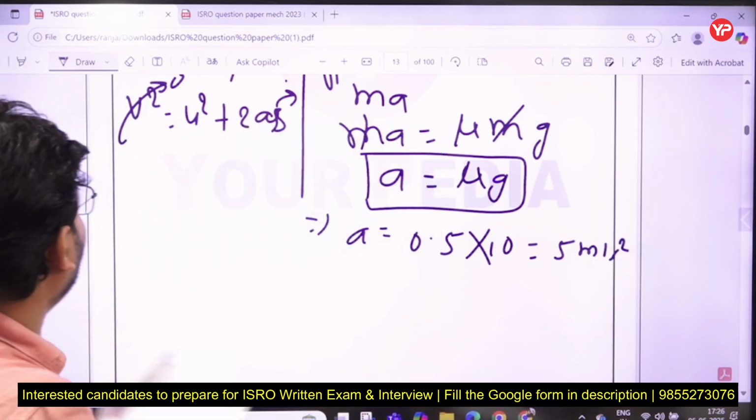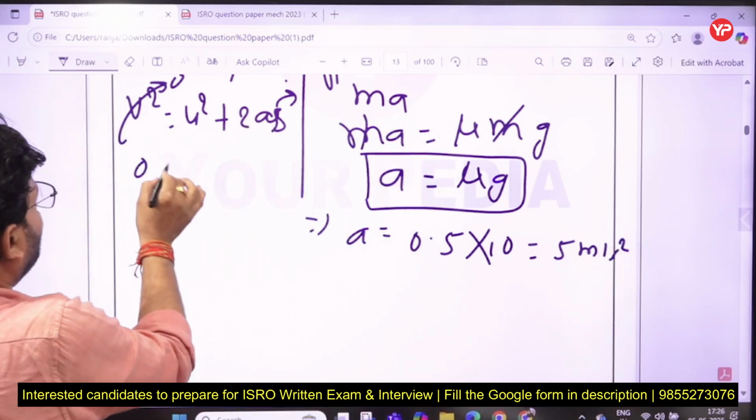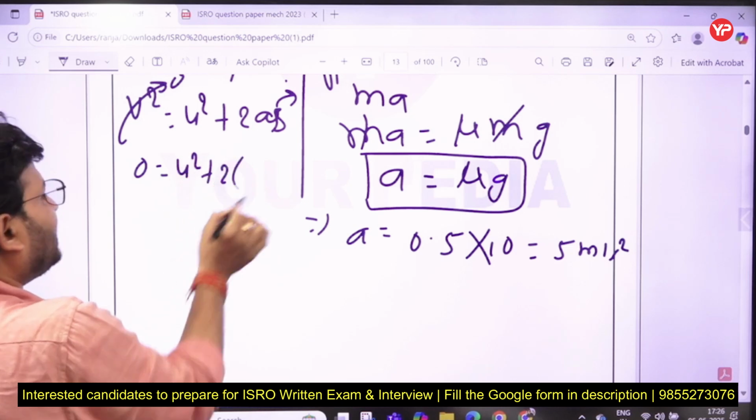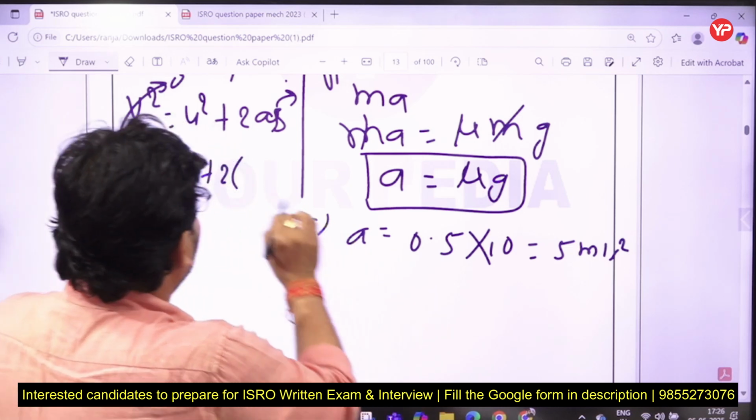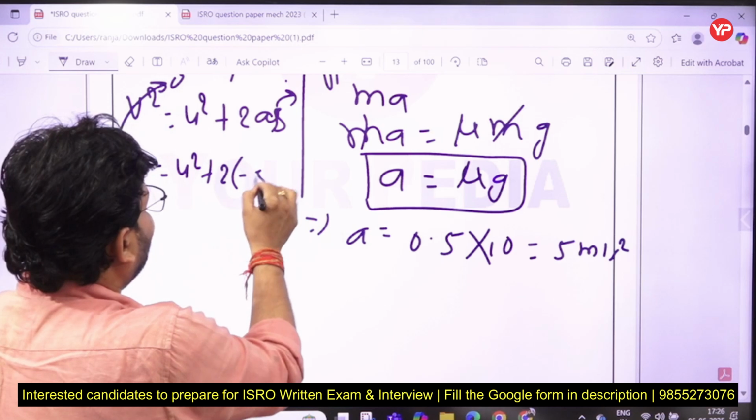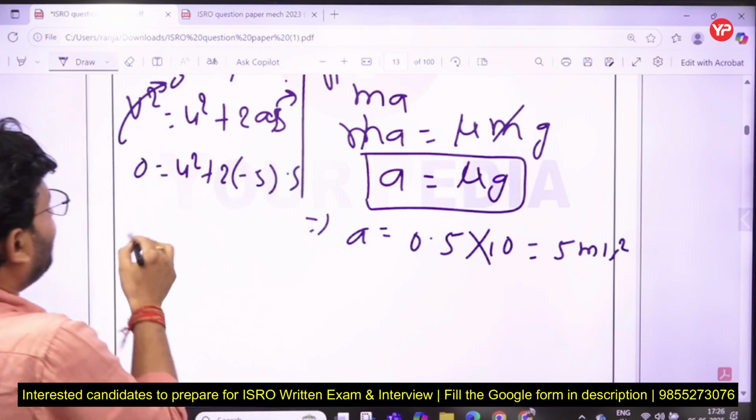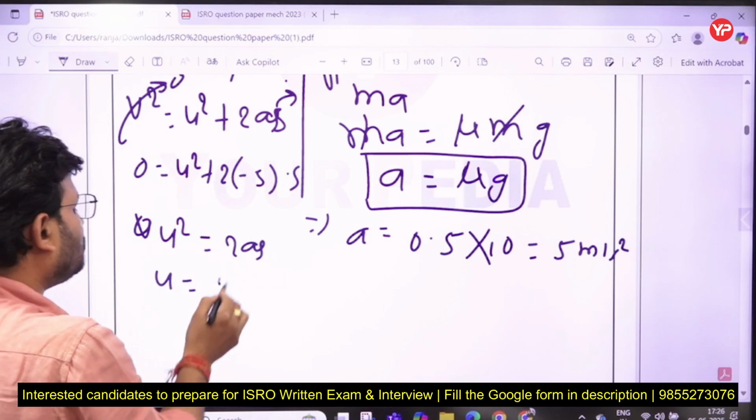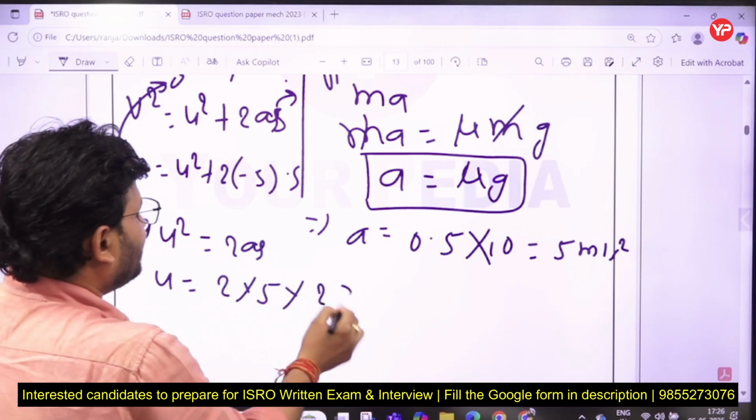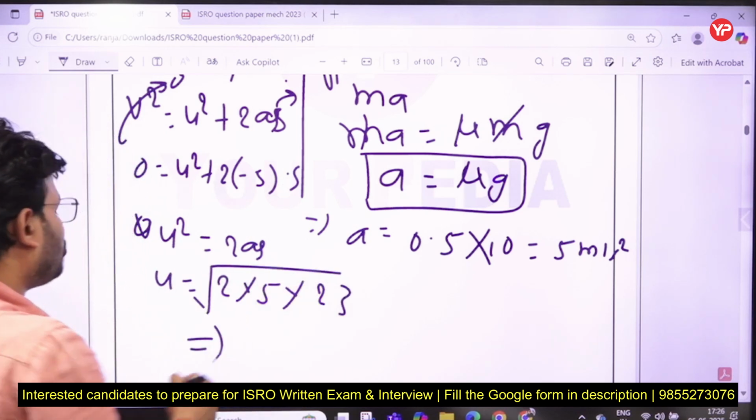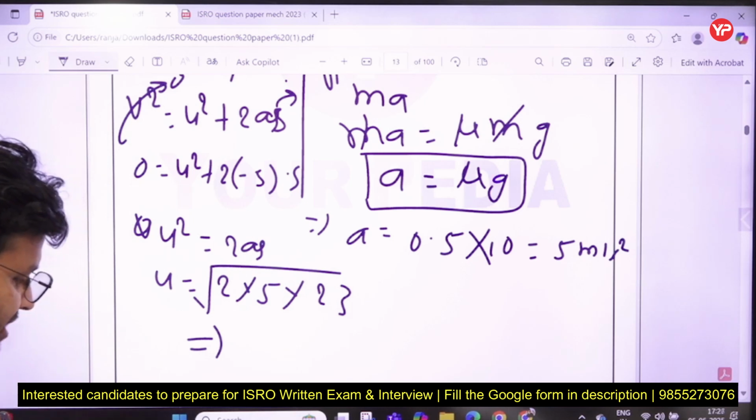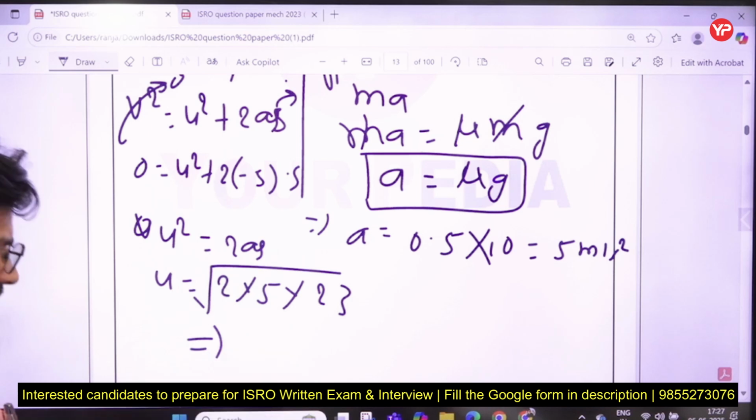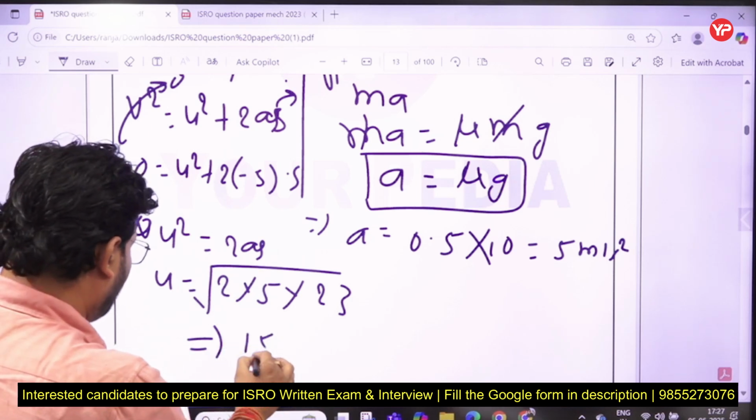Now put the value. 0 equals u square plus 2, but A will be minus because it is retarded, so minus 5 into s. So u square equals 2as, u equals root of 2as, and by solving that you will get approximately 54 point something under the root. By that you will get u coming out to be 15 point something.